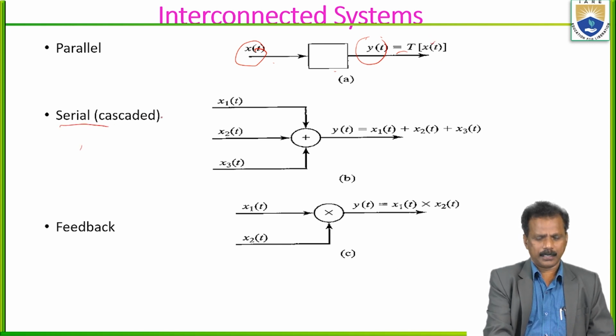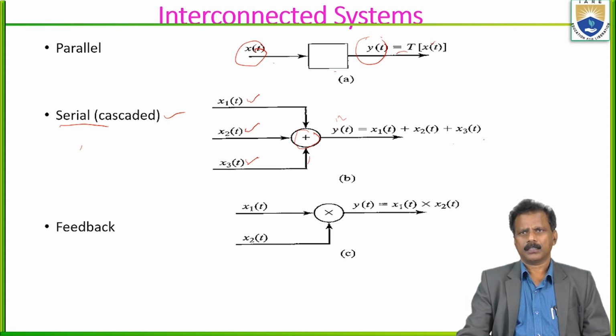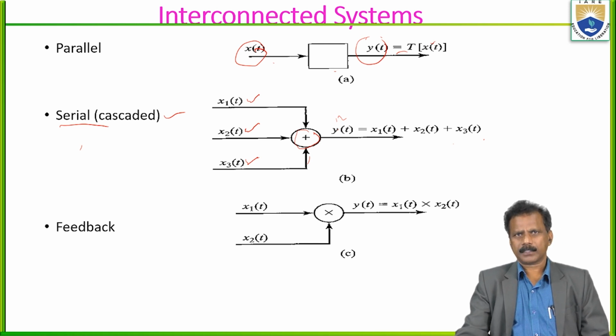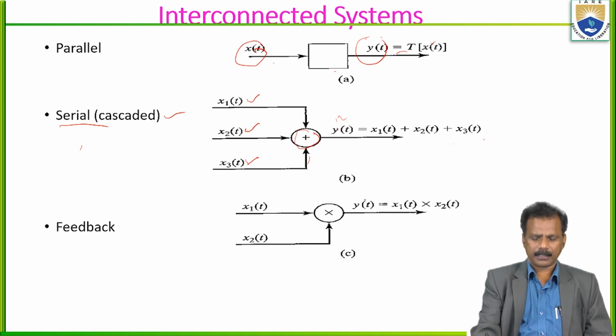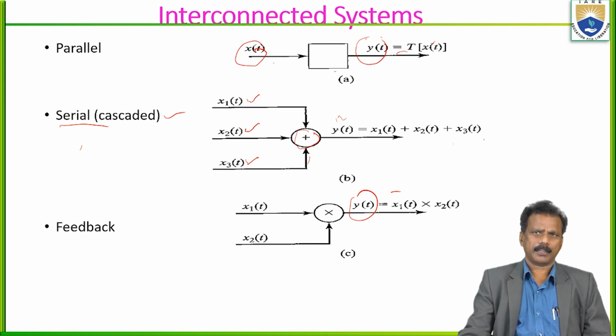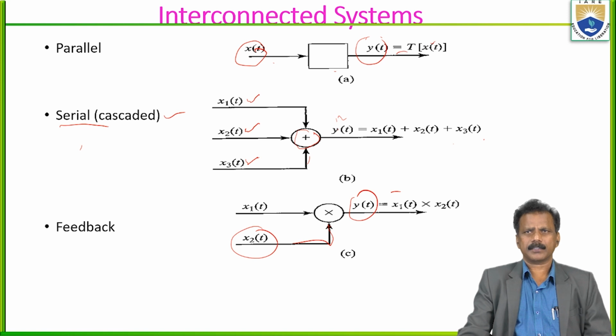Now the parallel connection with x1 of t, x2 of t and x3 of t, where we expect that y of t is equal to x1 of t plus x2 of t plus x3 of t. So it represents all systems related to interconnection. Next come to the feedback, where x1 of t and x2 of t are connected, and we will try to verify that y of t is equal to x1 of t into x2 of t, where x2 is given to the feedback. Like this, an interconnected system is described using mathematical notation like parallel, serial and feedback. After that, we will verify the input and output variations.